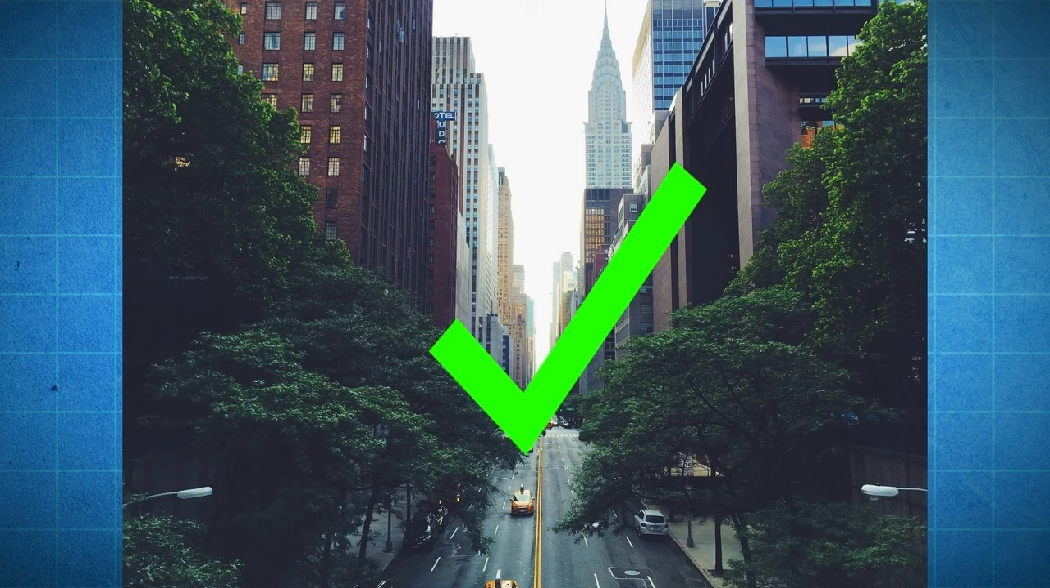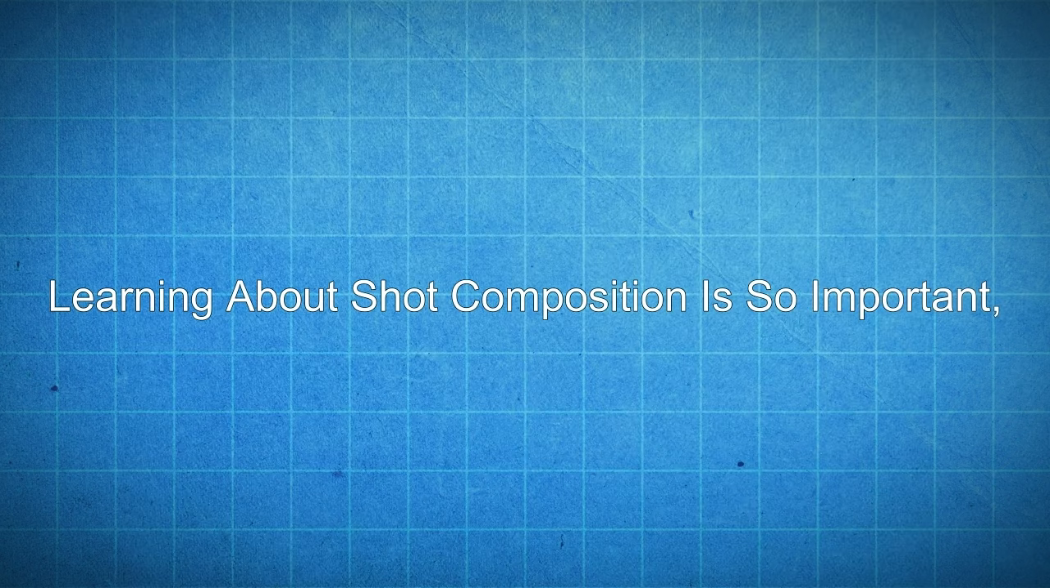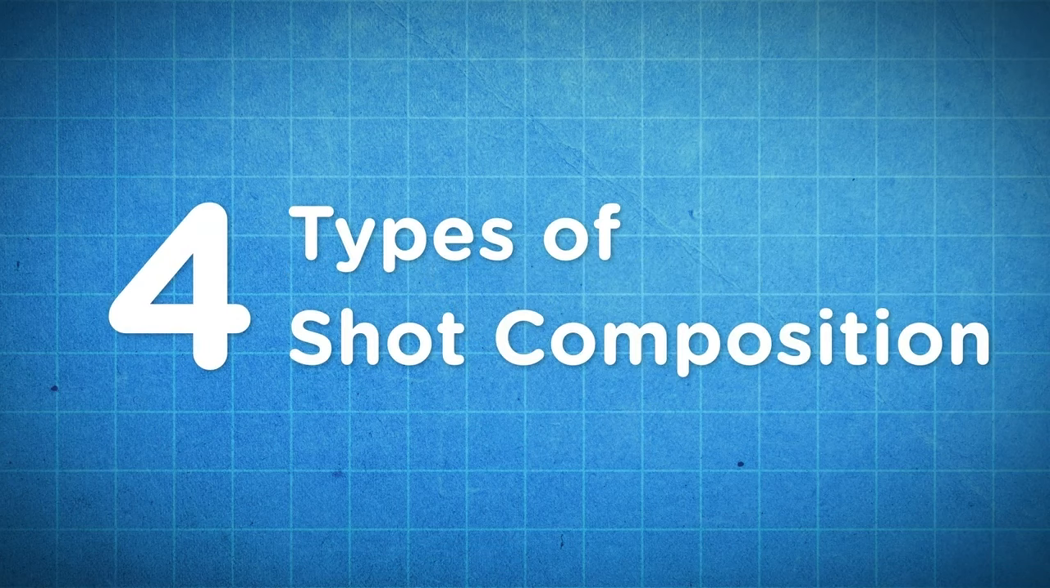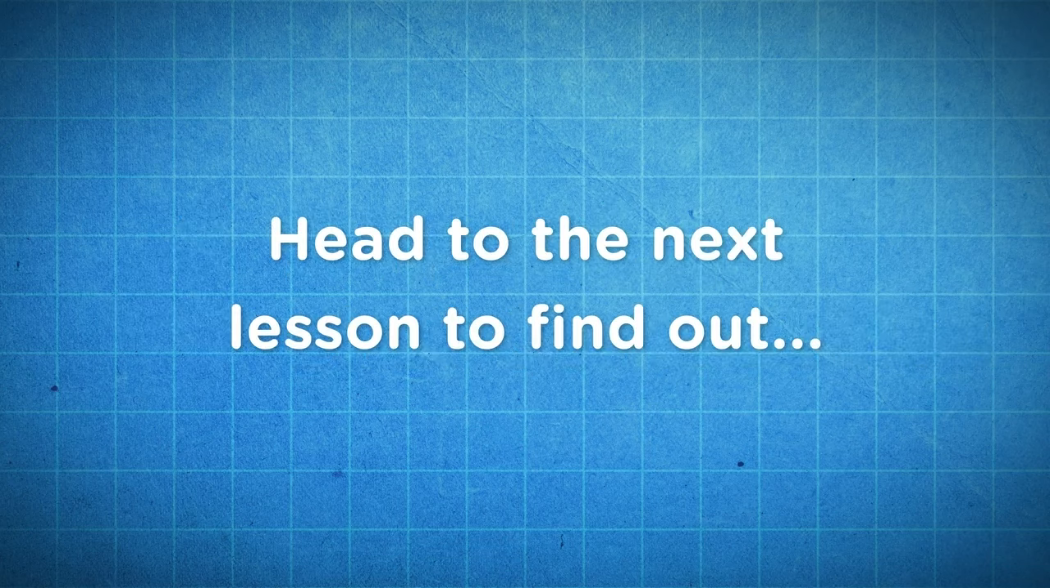Your brain likes this. This is why learning about shot composition is so important, because it helps guide the viewer's eyes through the image as quickly as possible. So, with that being said, here are 4 basic types of shot composition I want you to commit to memory. Head on to the next lesson to find out.